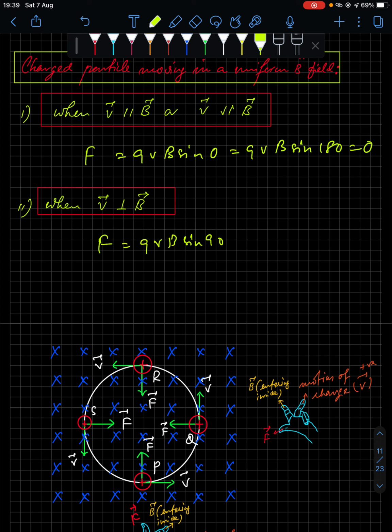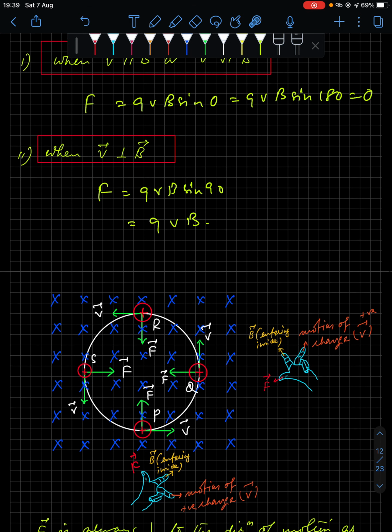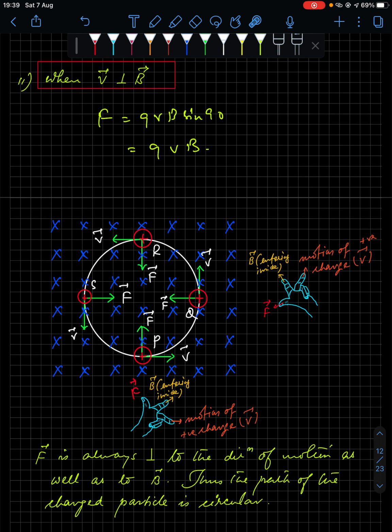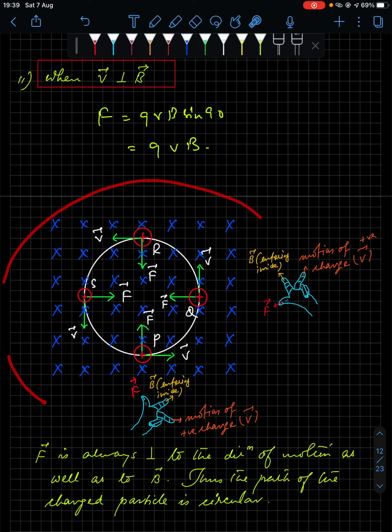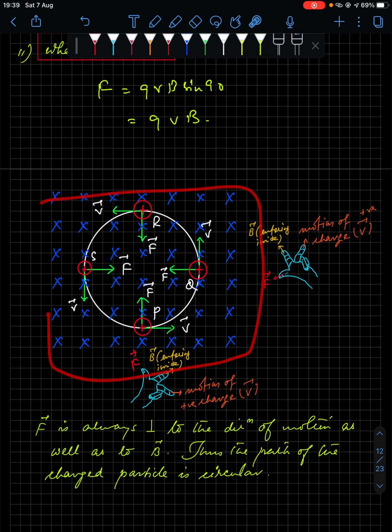In the perpendicular case, F equals q v B sin 90 degrees. Here this comes out to be q v B, the maximum force value. Now you see what happens to the motion of the charged particle. In this diagram, the crosses represent the magnetic field. The blue crosses represent the magnetic field which is entering the page. Cross means entering the page.